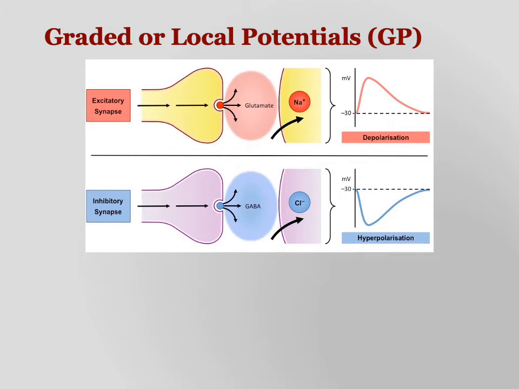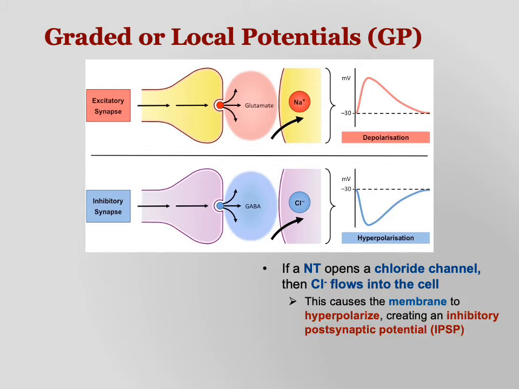Let's keep talking a little bit more about graded potentials. So, if a neurotransmitter opens a chloride channel, then chloride is going to flow into the cell, okay? So we would have a hyperpolarization. That's what we're seeing in the bottom. See where it says inhibitory synapse? So GABA, by the way, refers to a neurotransmitter. You're going to be learning about GABA. That's one of the neurotransmitters I'm going to make you learn about.